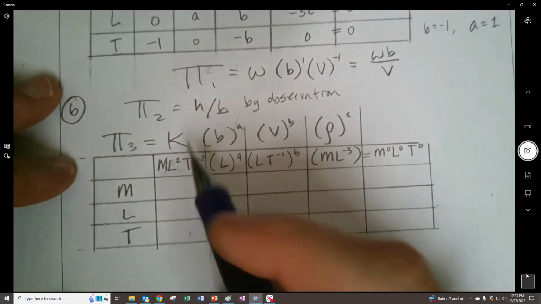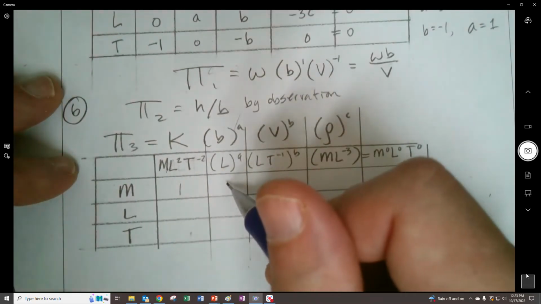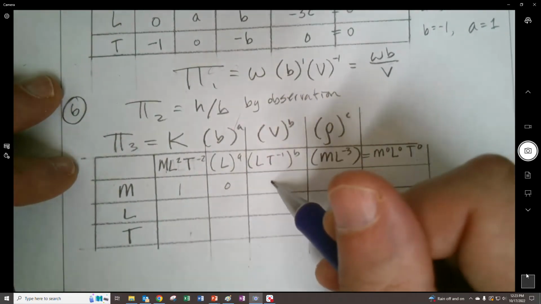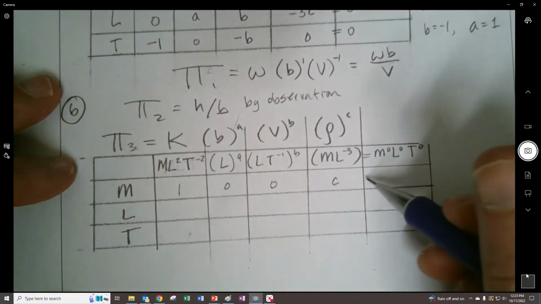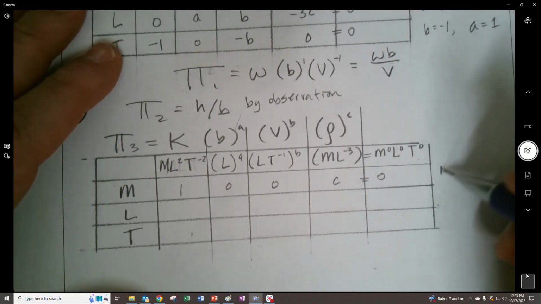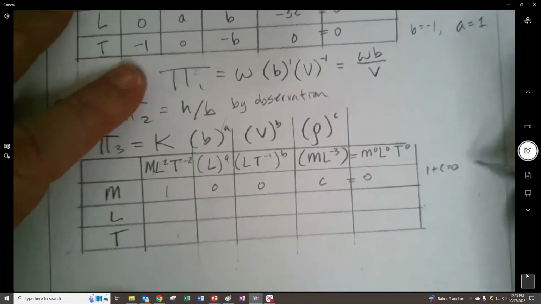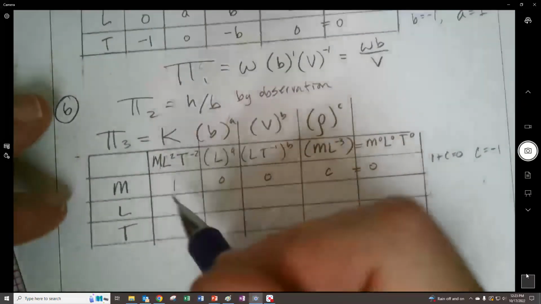And so starting out here, we're going to have 1, 0, 0, and then here is just going to be C. It's equal to 0. Therefore, you could see that 1 plus C equals 0. Therefore, C is equal to -1. We're starting off really well.